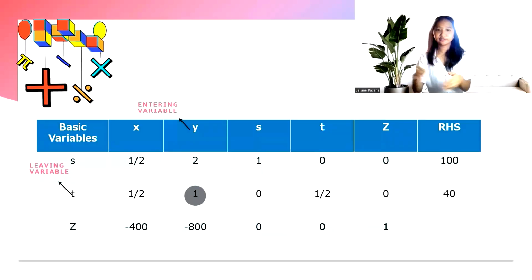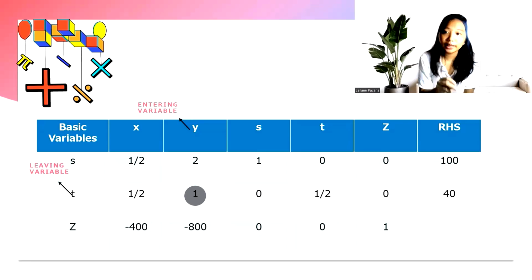As you can observe, we have 1 as our pivot element. And we have to determine the entering and the leaving variable because it is really important in this method. The pivot column where y is located, that variable y, will now be our entering variable. And the leaving variable will be determined in our pivot row. So t is located in our pivot row.